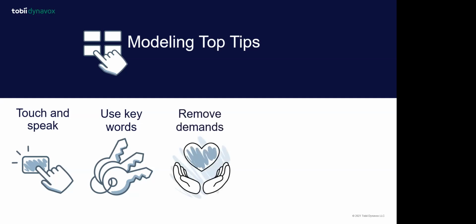I want to remove demands. We aren't asking our communicator to imitate what we just did on the device. We're simply showing them how to use it. So I'm not testing them. I'm not testing their knowledge of the device. Again, my only job in modeling is showing our communicators the way to communicate in the way that we are expecting them.